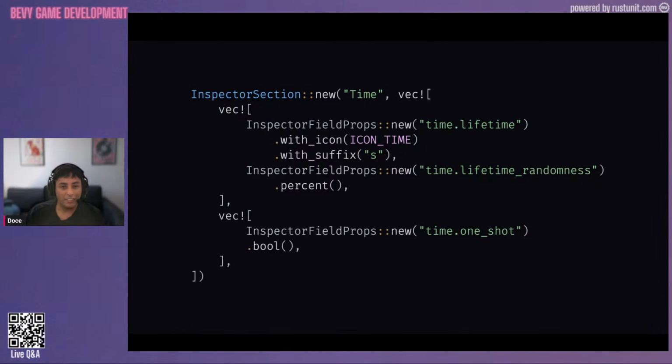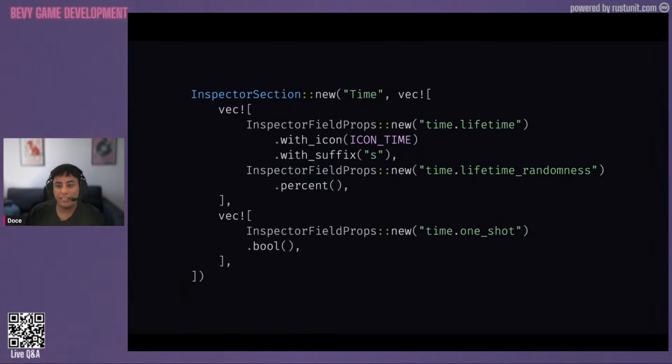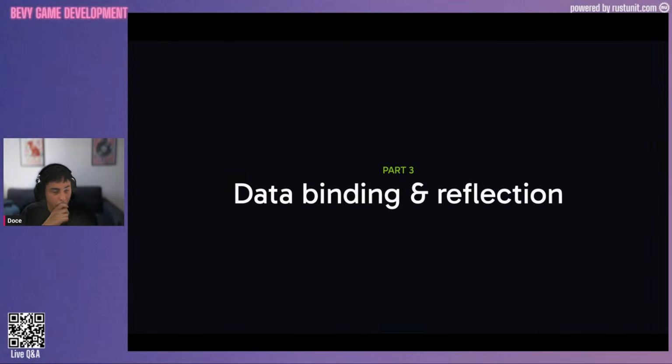And you might be asking, how does it do that? Because I'm just showing you the API. And you might have noticed that I have these things that look like IDs, like time.lifetime, time.lifetime randomness. So I would like to talk a little bit about reflection. So, data binding and reflection.